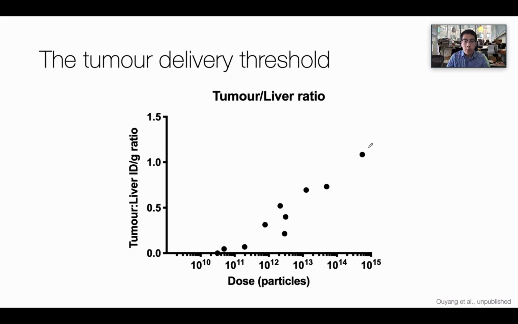And importantly, I want to point out this point right here. At the highest dose that we gave, the tumor was actually able to take more nanoparticles than the liver on a gram per gram comparison, suggesting that the tumor has this capacity to take up more nanoparticles than the liver, which to us at that point was a wild idea, right?